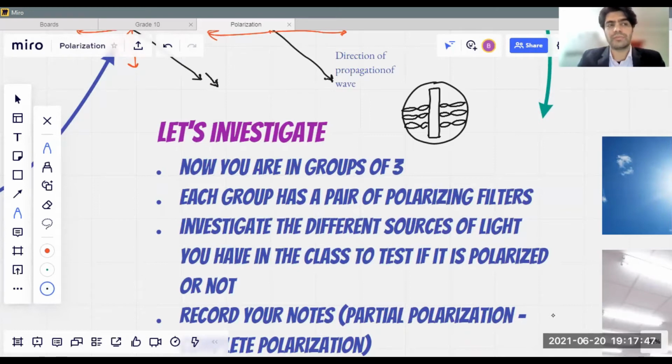inside a classroom, from the sun, from outside the screen. So these different sources of light are going to be examined under polarizing filters. All 3 students are going to examine these observations, and then they are going to note those observations, and then we are going to discuss all those observations in the whole class.